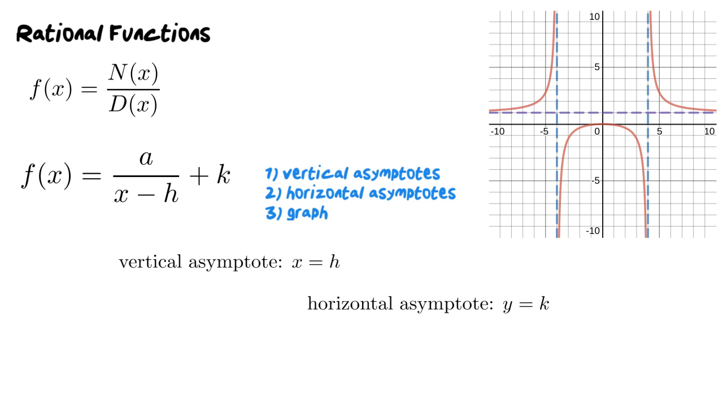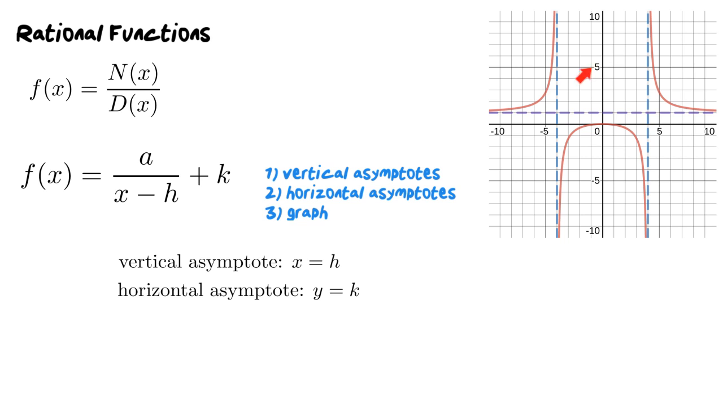So our horizontal asymptotes, these horizontal lines that divide the graph into a top and a bottom section, are going to occur where y equals k. As x gets larger and larger, the function value, the y value, gets closer and closer to k, because this fraction gets smaller and smaller since the denominator gets bigger and bigger. So y equals k is going to be where our horizontal asymptote is.